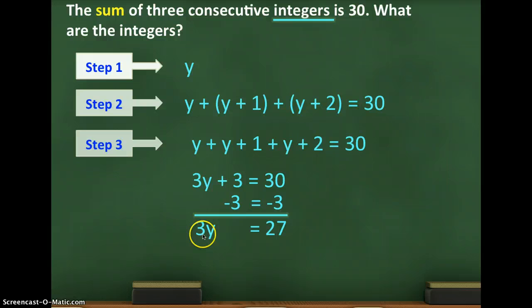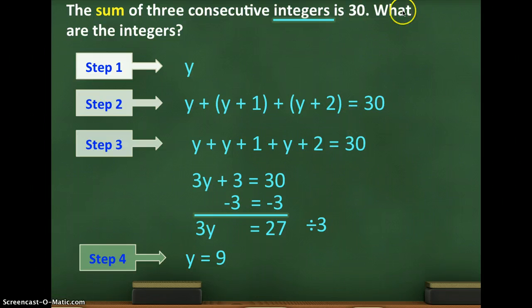This means 3 times y, so the opposite of multiplication is division, and we should divide by our coefficient, which is 3. So we're dividing both sides by 3. 3 divided by 3 is 1, so you will end up with 1y equals 27 divided by 3, which is 9. So our answer is y is equal to 9.